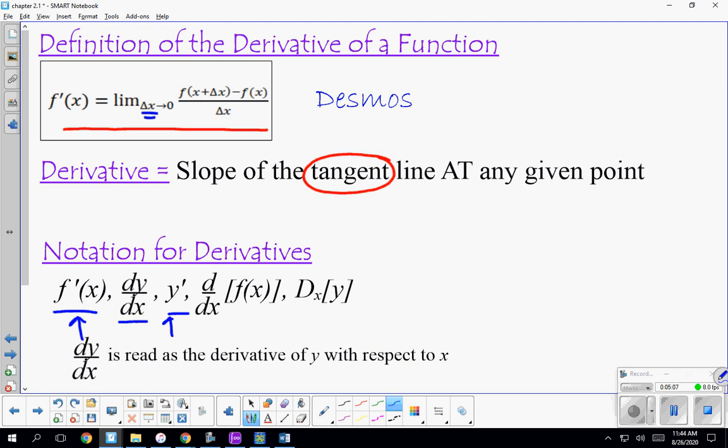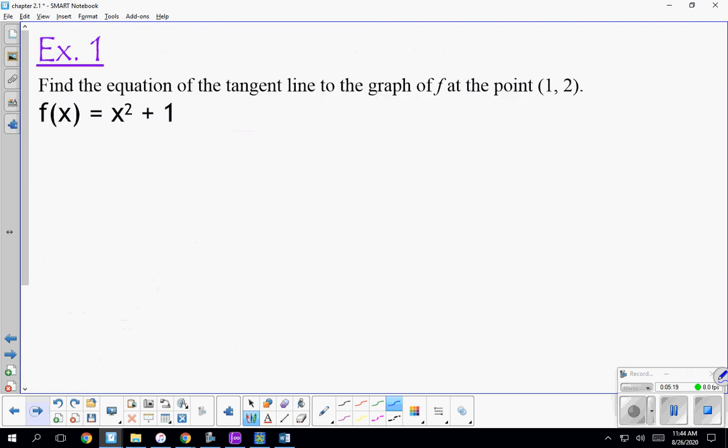So notations, these guys are really common. These two are the most common. This one's probably the most useful. This is read as the derivative of y with respect to x. And the other ones are just other things you may see. They don't mean anything different.